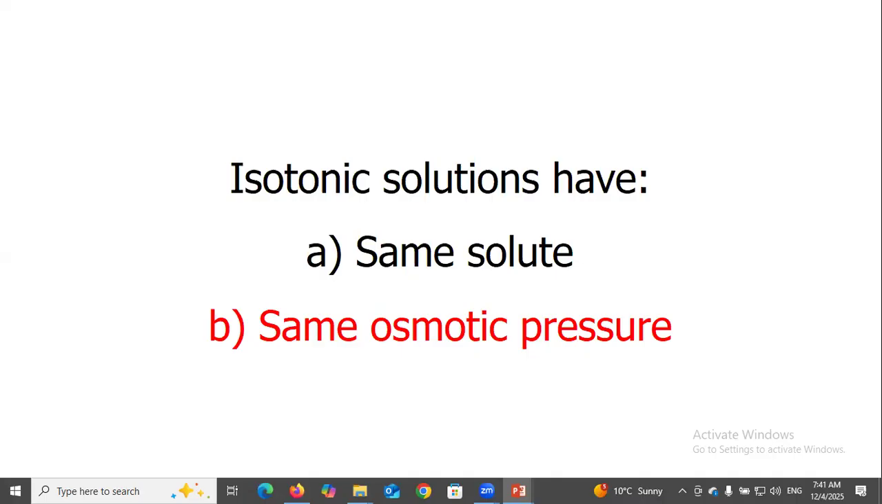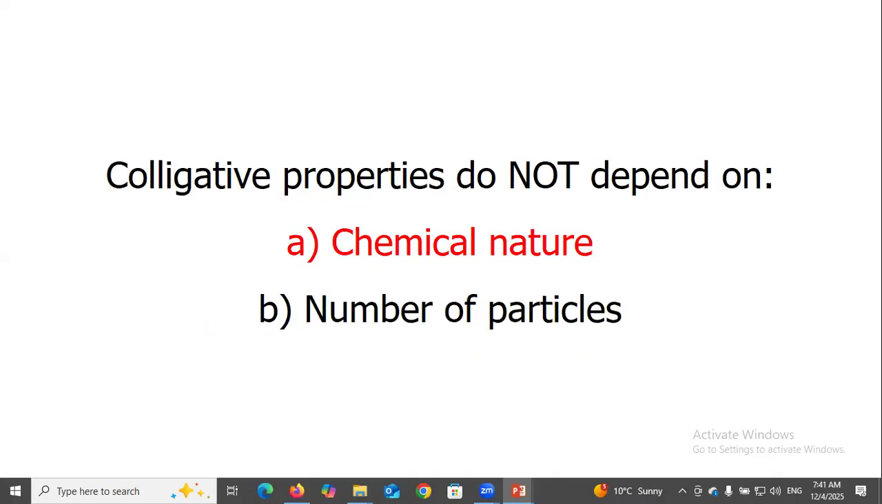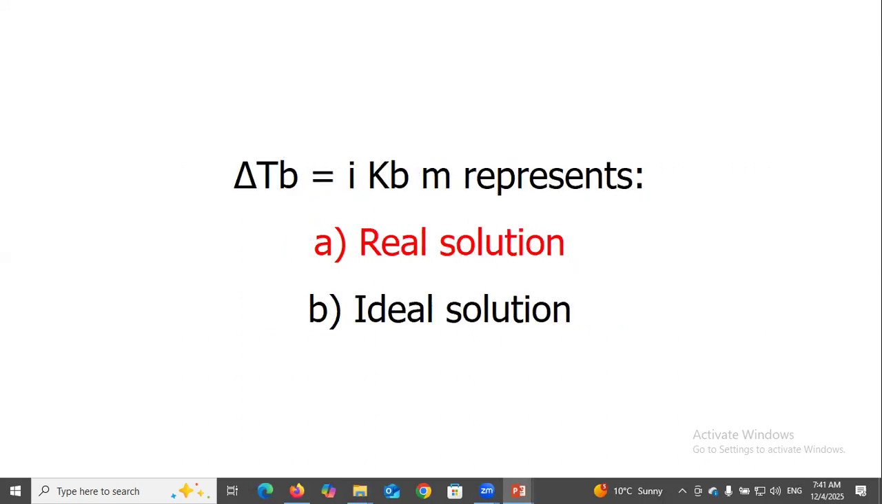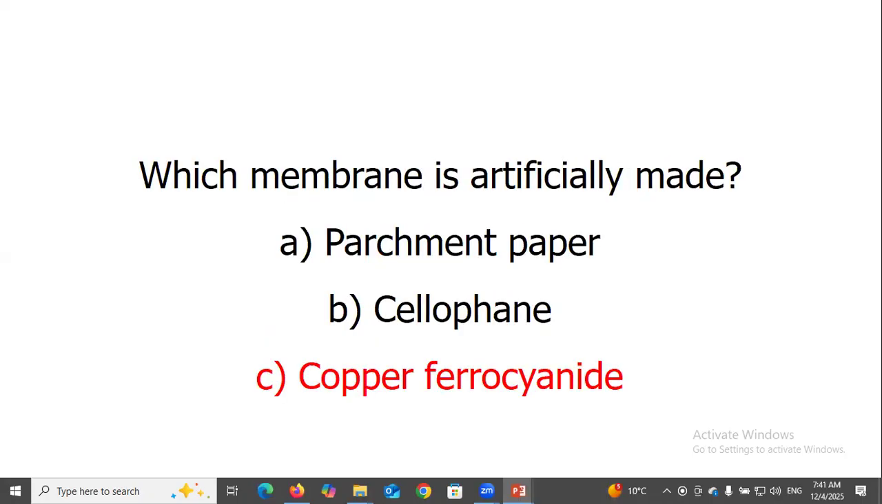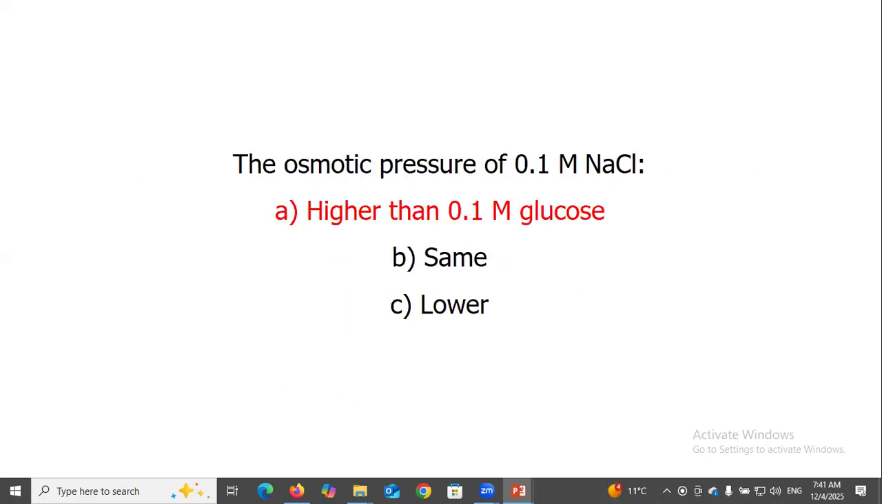Isotonic solutions have the same osmotic pressure. Colligative properties do not depend on chemical nature. Delta Tb equal to i Kb m. Gamma represents a real solution. Vapor pressure lowering formula. Which membrane is artificially made? The osmotic pressure of 0.1 molar sodium chloride is higher than 0.1 molar glucose.